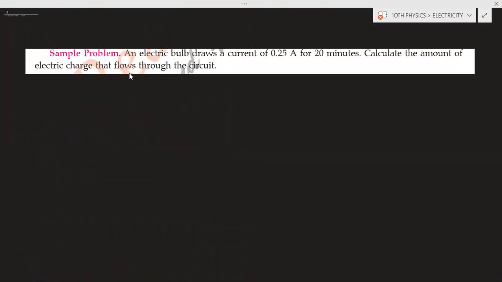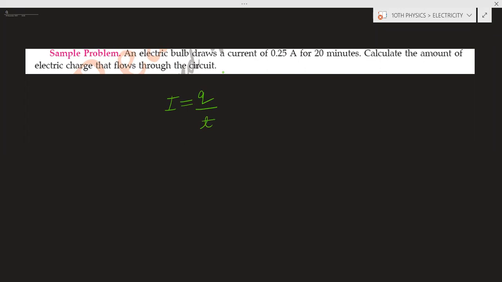In this numerical, they are saying an electric bulb draws a current of 0.25 ampere for 20 minutes, meaning in a bulb for 20 minutes this much current is flowing. Calculate the amount of electric charge that flows through the circuit. So simply you have to apply the formula: current is equal to charge flow divided by time.